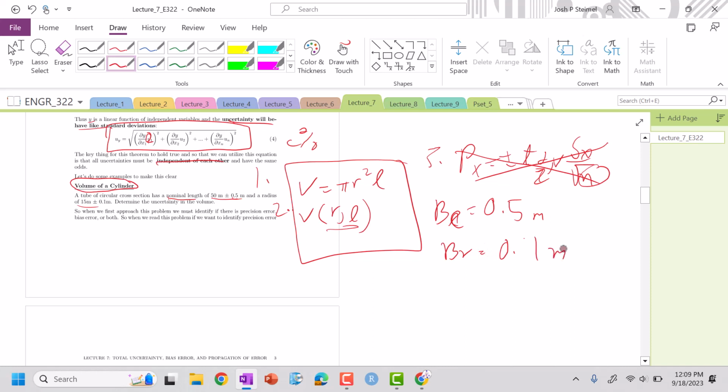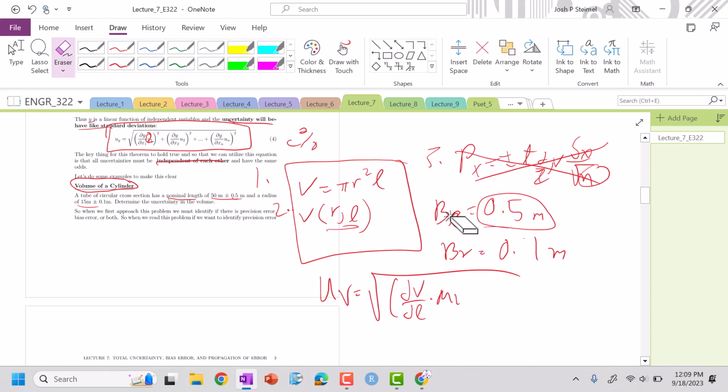So now I can utilize this expression, where the uncertainty in my volume is going to be equal to the square root of the partial derivative of volume with respect to my length times my uncertainty in the length, which will effectively just be this value here. I shouldn't put BL here, but I was trying to make a point. So we have the uncertainty in L, and the uncertainty in my radius, this squared, plus the partial derivative of V with respect to R times the uncertainty in R, squared.